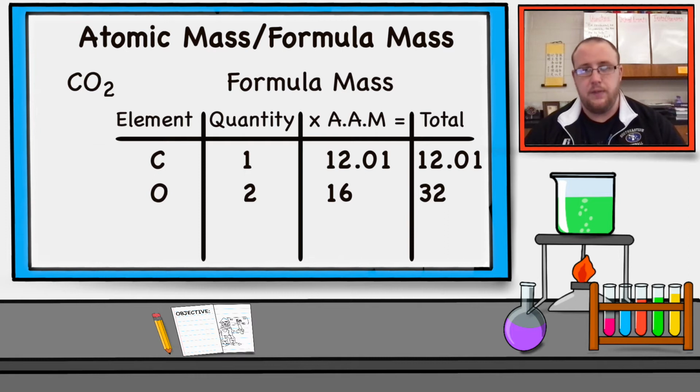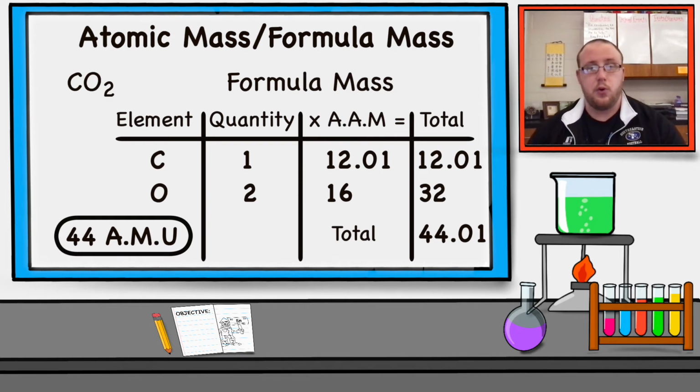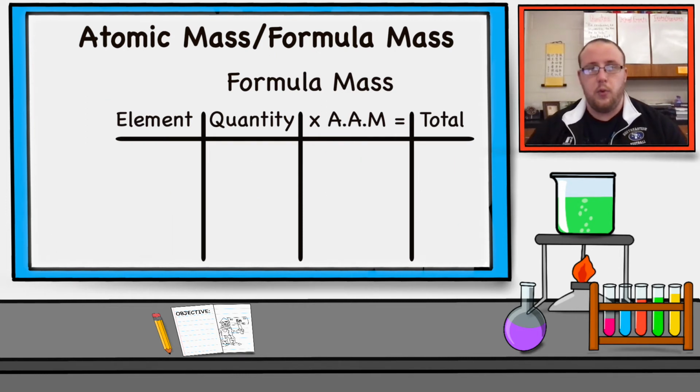My last step in finding the formula mass is adding our totals together and rounding to the closest whole number. So 12.01 plus 32 is going to give me 44.01 or 44 atomic mass units. And that is how we find our formula mass for compounds. Let's do one more. Find the formula mass for a simple sugar called glucose. The chemical formula for glucose is C6H12O6. We start out by writing our table and filling it out.